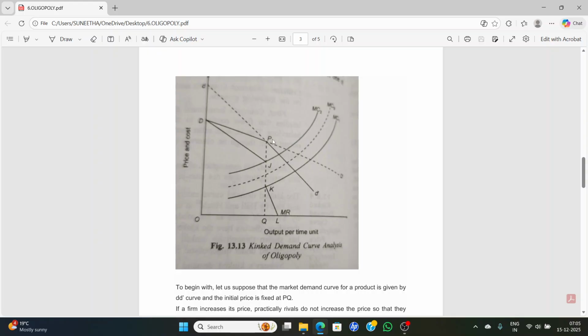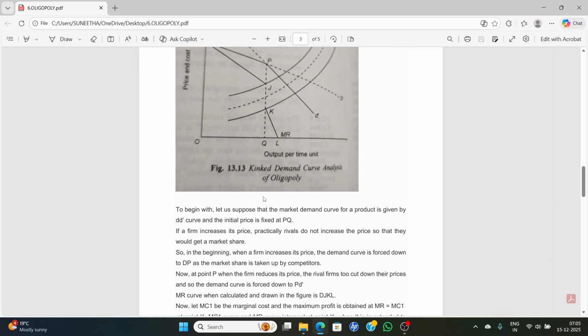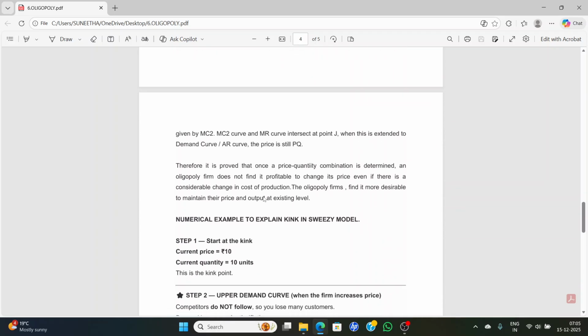Even then you get the price as PQ. So the price is constant in an oligopoly market, and that is what is shown here. Though the cost of production is going up, the firms are not increasing the price. They're keeping their price constant. And that is what is seen here.